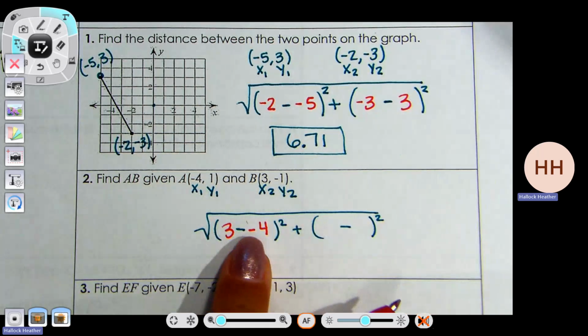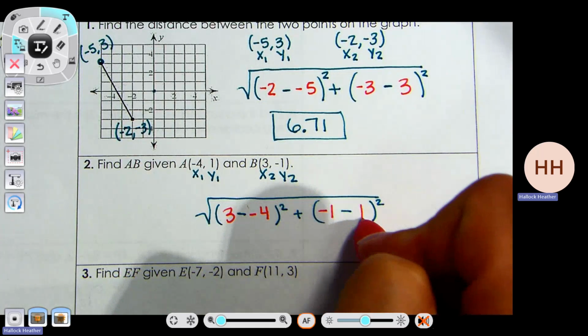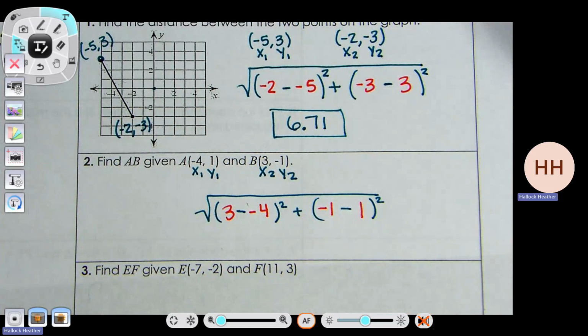You should have double negatives or you should have made that a plus sign. Over here, it's y2, -1, minus y1, which is 1. That's how you should have it written. And that's how you're going to type it in.